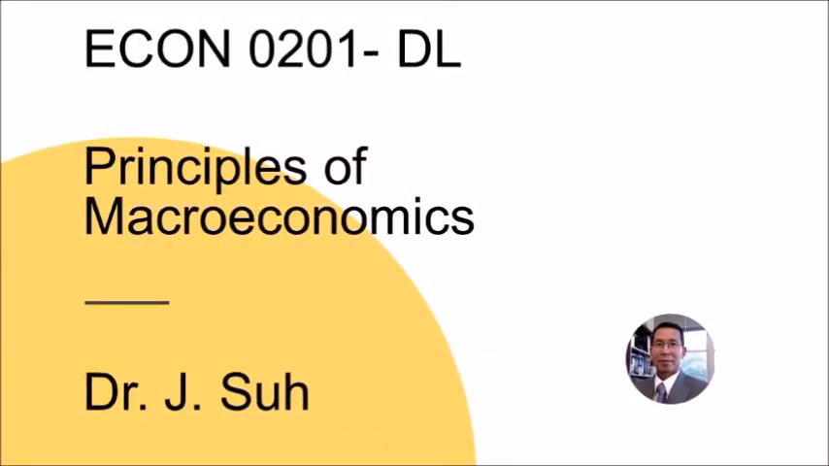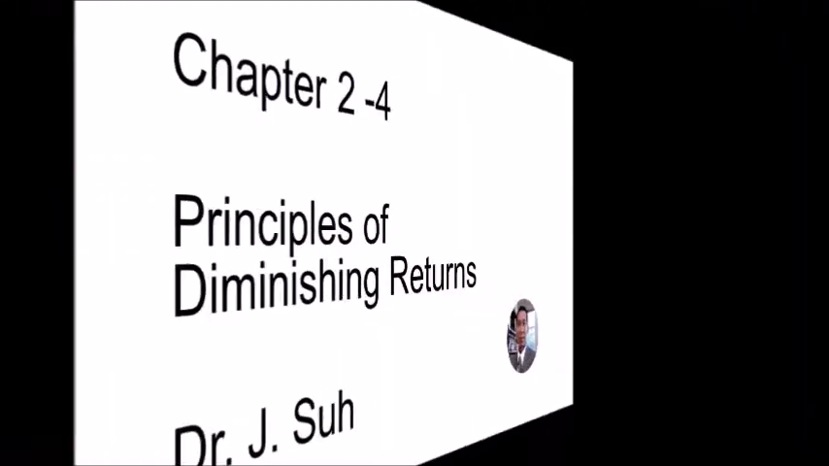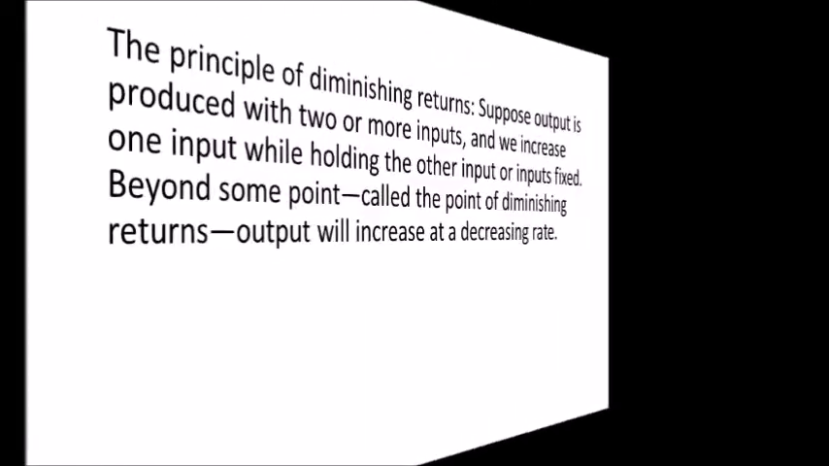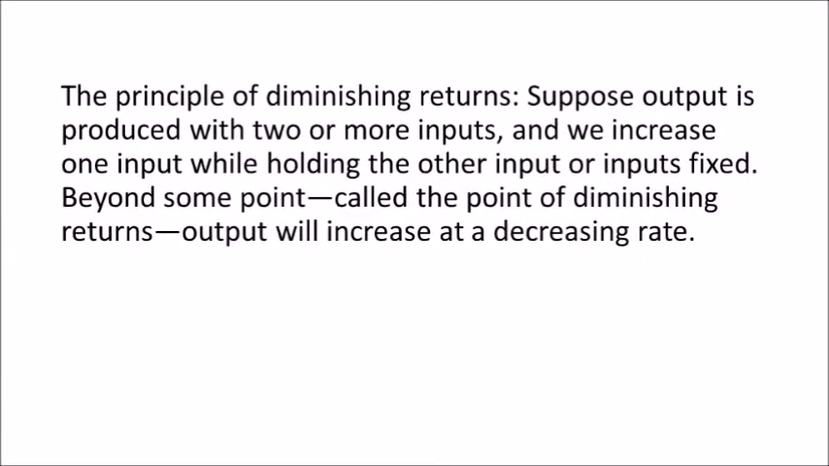In this section, we're learning about the principle of diminishing returns. When we look at diminishing returns, what we're saying is, anytime you're producing a good or a service with one or more inputs, if you hold one of those inputs constant and increase the amount of the other input, output will increase, but it will increase at a decreasing rate.